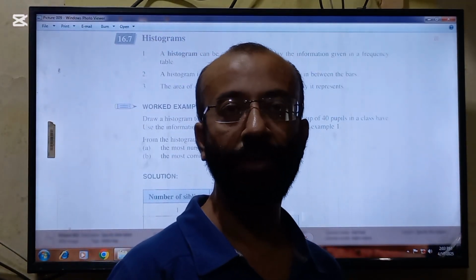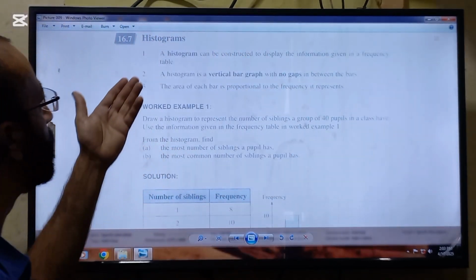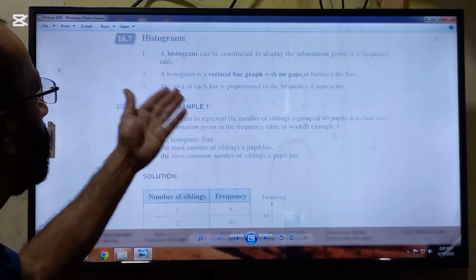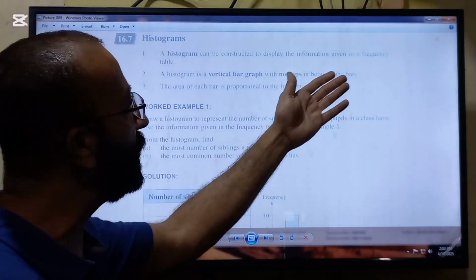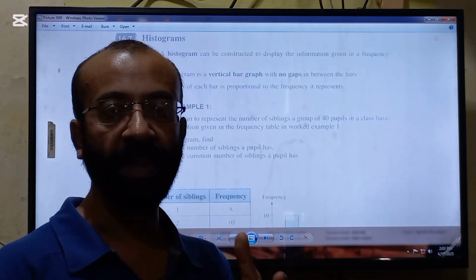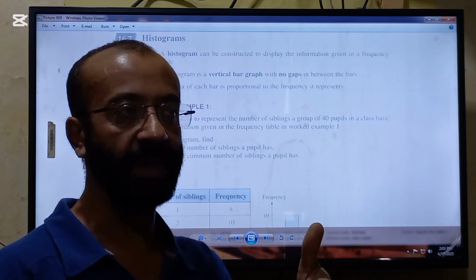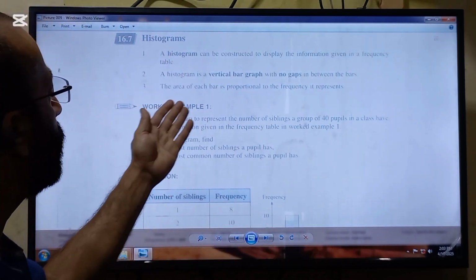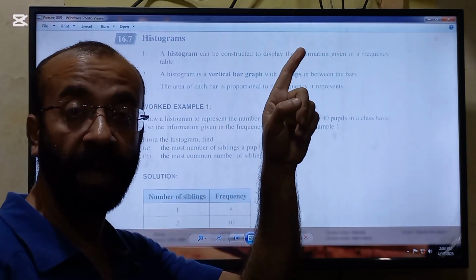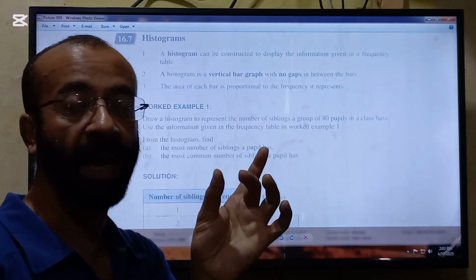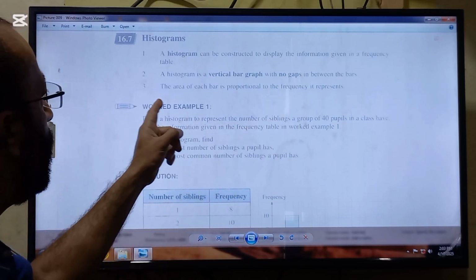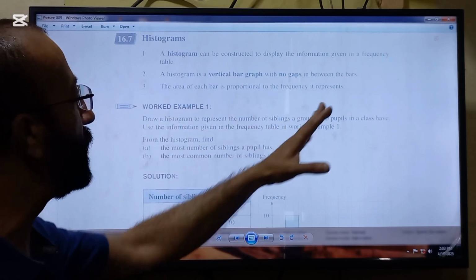The topic which is going to be started in statistics is histogram. The points to remember and understand in histogram are: a histogram can be constructed to display the information given in a frequency table. So first we have to draw the frequency table, and from there, by using the frequencies, we can draw the histogram. A histogram is a vertical bar graph with no gaps between the bars, as there were in a bar chart. So in a bar chart we have uniform gaps between the bars, but in a histogram there will be no gaps.